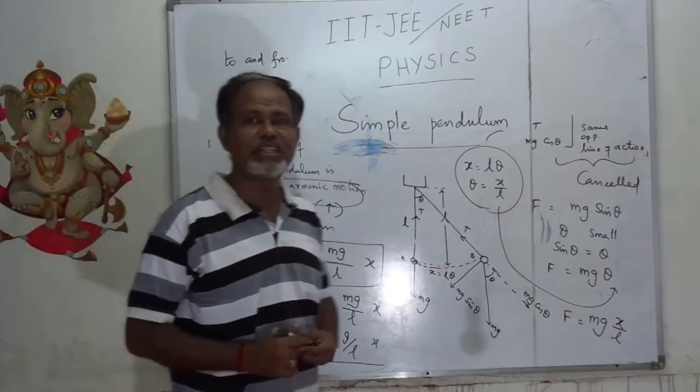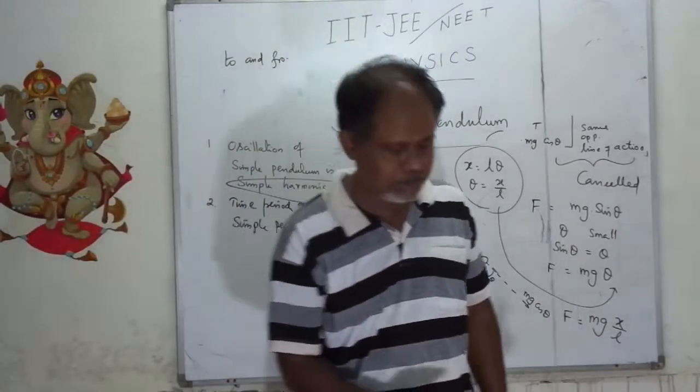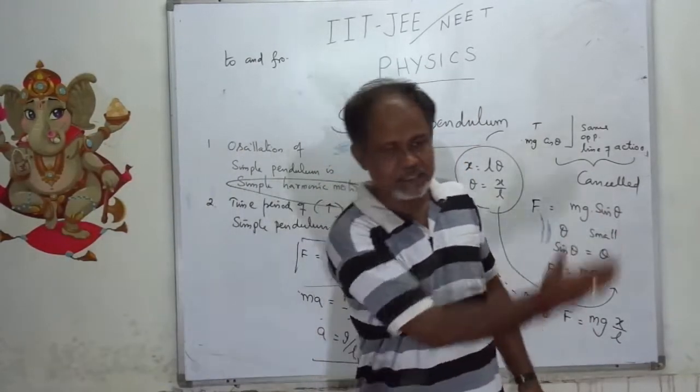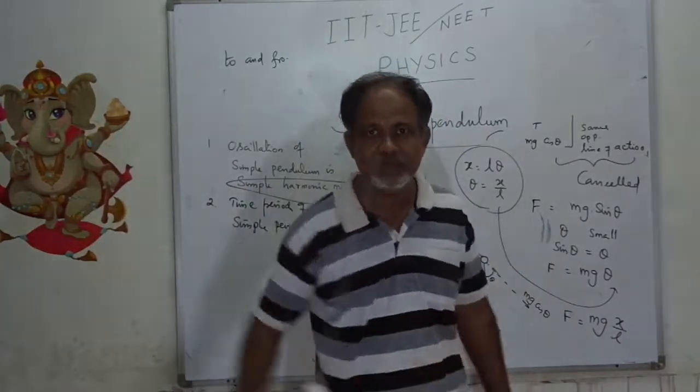To and fro motion is called simple harmonic motion. To and fro means what? At a fixed point, it is moving here and there. This is called simple harmonic motion. Logical thing.